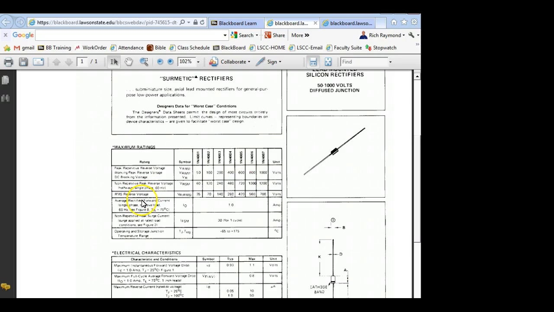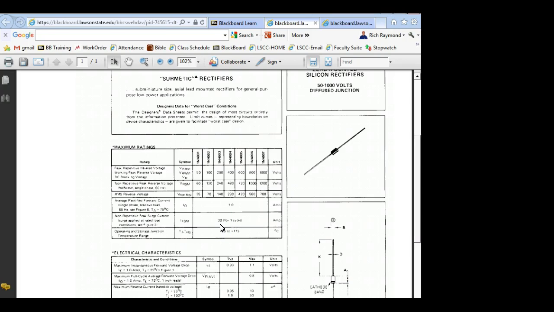This guy, the average rectifier forward current is what? 1 amp. But this guy right here, it's a rectifier diode. That's what it says. So it can handle up to what? 30 amps for one cycle.